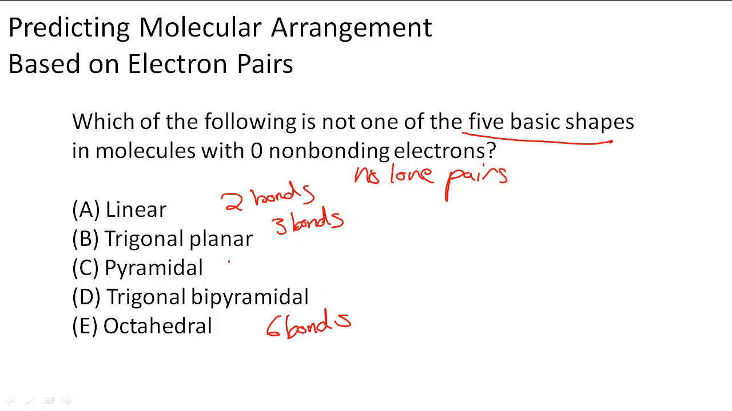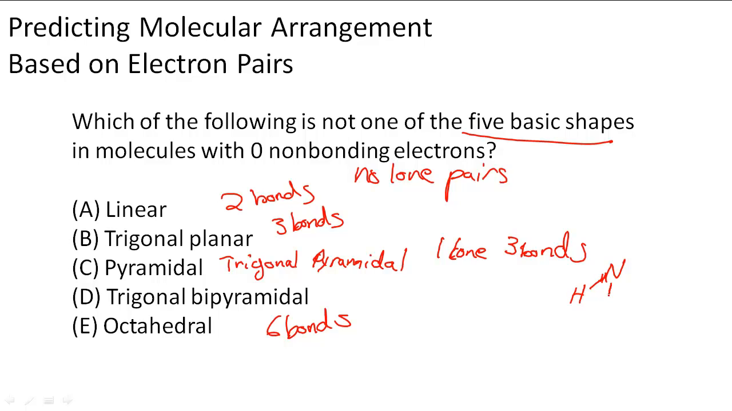Pyramidal, though, usually means trigonal pyramidal. So when you see pyramidal, you should think trigonal pyramidal. And that means it has 1 lone pair and 3 bonds. And when we see that, it has a shape like, let's say, NH3 or something like that.